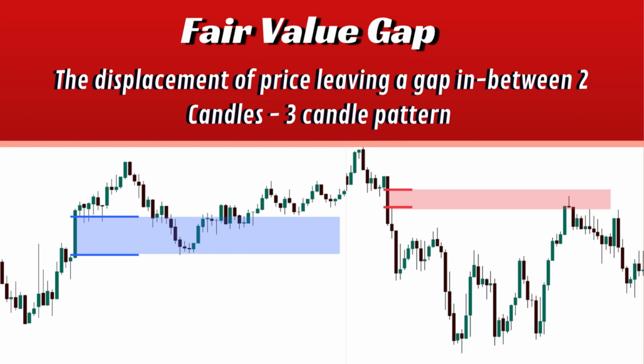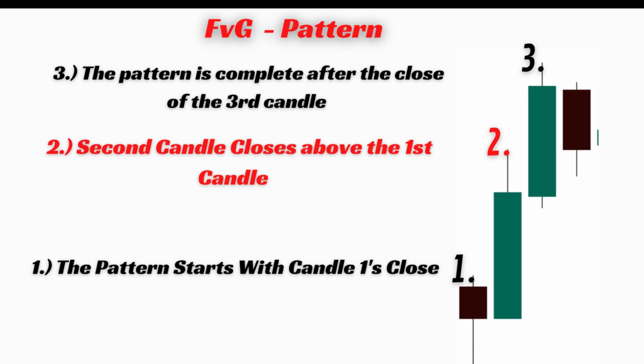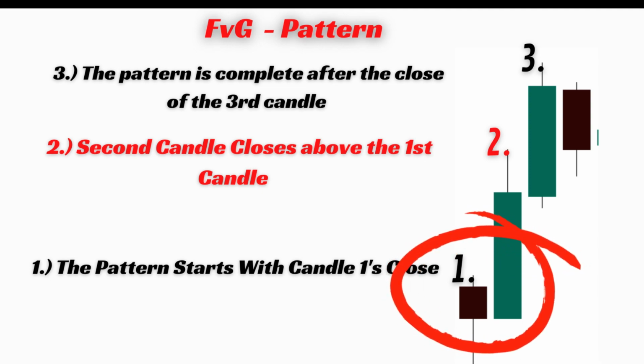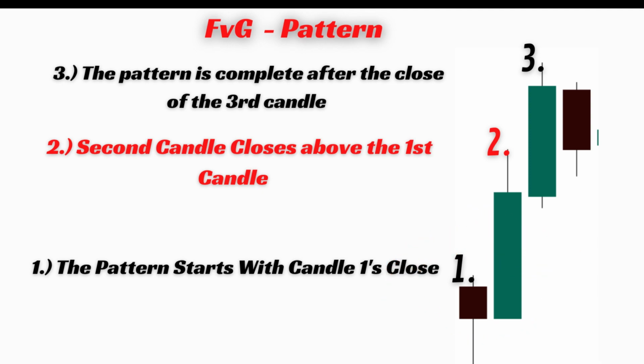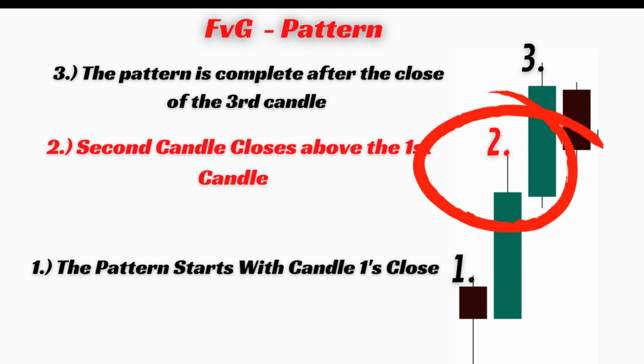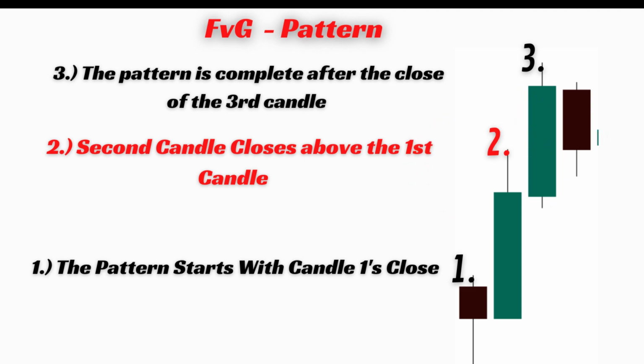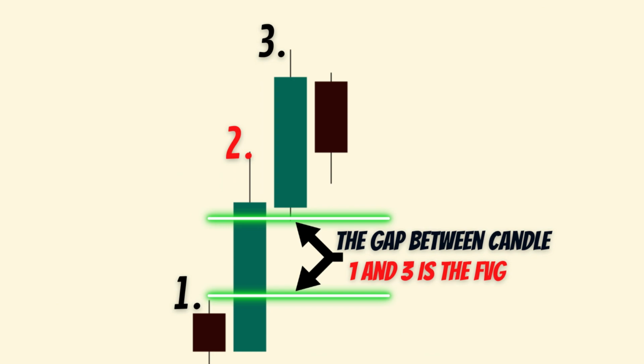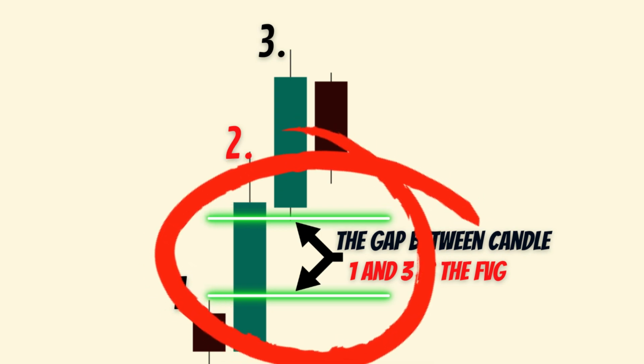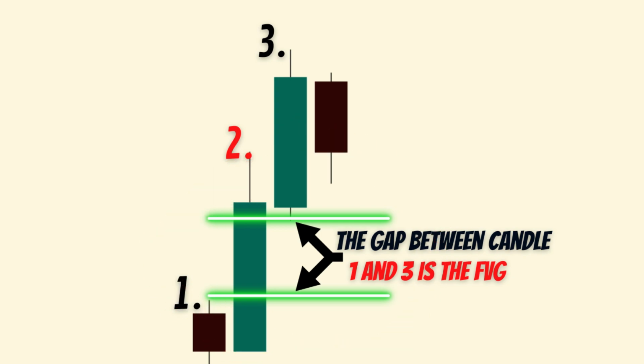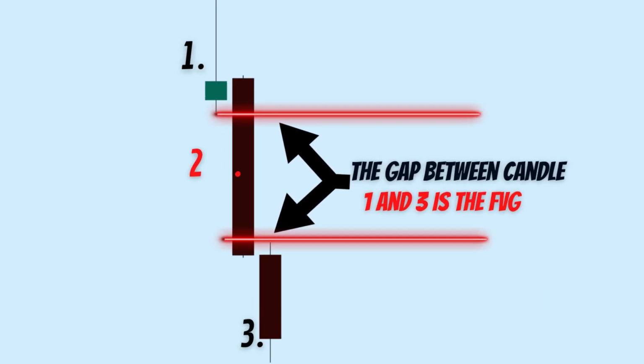The basic definition of the fair value gap: the displacement of price leaving a gap in between two candles. It's a 3-candle pattern. Let's go over the basics here, how the pattern forms. So the bottom here, you see the first candle closes, and then the second one pushes up above the first candle, creating a little gap there, and then the third candle closes, and that's the end of the pattern. So next slide here. So as you see, there's 1, 2, 3, and then that gap, that displacement between the candles, 1 and 3, that is the fair value gap as we know it.